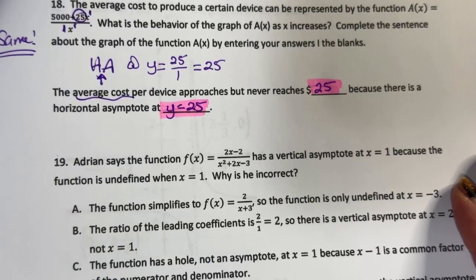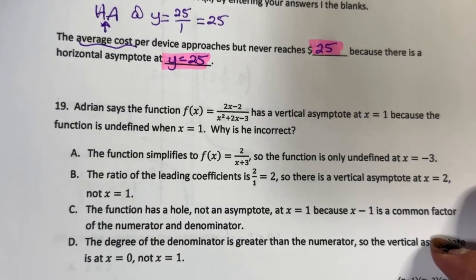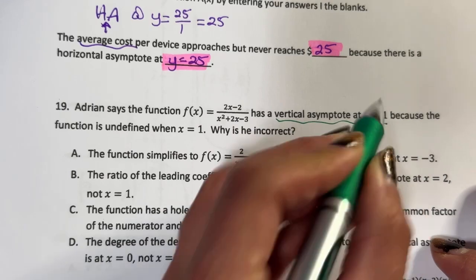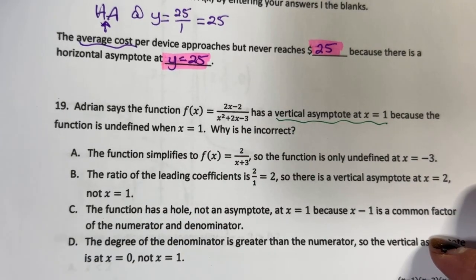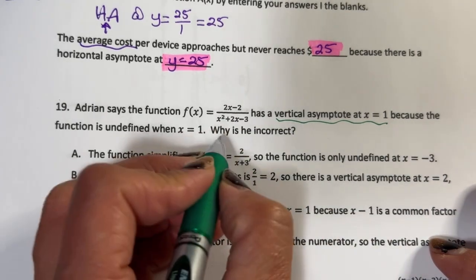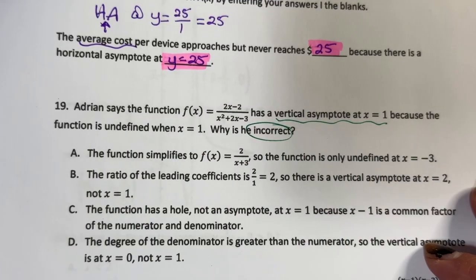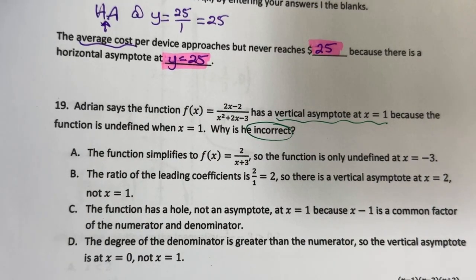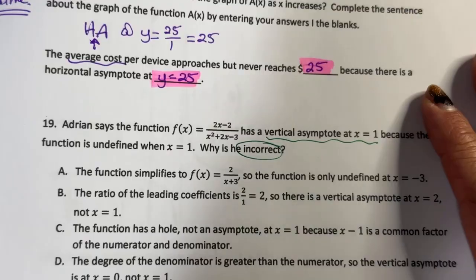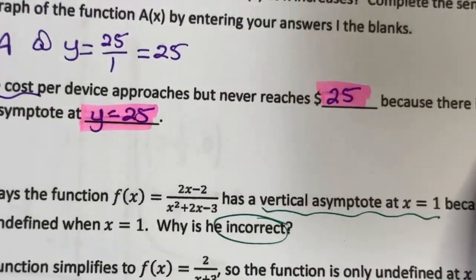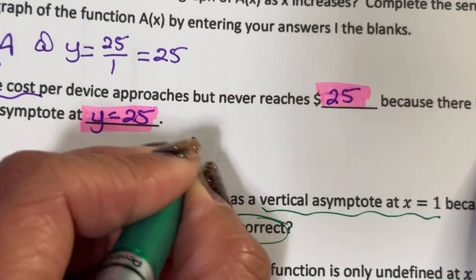All right, number 19. It says, Adrian says the function f of x equals (2x minus 2) over (x squared plus 2x minus 3) has a VA at x equals 1 because the function is undefined when x equals 1. Why is he incorrect? Another error analysis problem. So he says that there's a VA at x equals 1, but he is incorrect. So that means we're going to need to factor this thing and see, well, what is it? So let's go ahead and put the work up here.